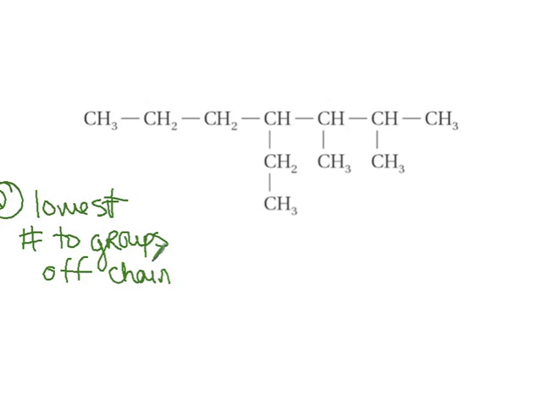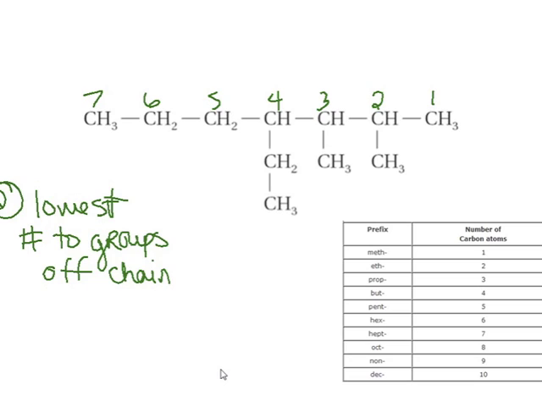Okay, so that means I want to number them like this: 1, 2, 3, 4, 5, 6, 7. Okay, so since this is 7, I look at this chart, you look at your number of carbons here, I have 7, so this is going to start with hept. And because this is the single bonded ones, all the single bonded ones end in ane. So this is going to be some, okay, we know it's some form of heptane.